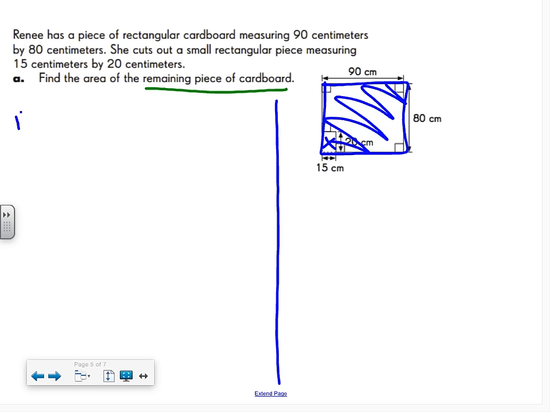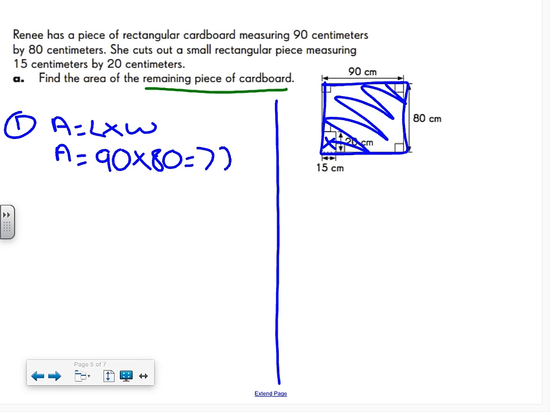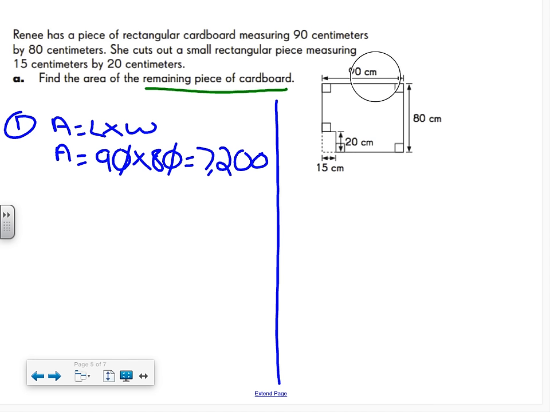So step one, area equals length times width: 90 times 80. If I know 9 times 8 is 72, I add two zeros, 7,200. So the area of this whole entire thing is 7,200. Well, I want to get rid of this little rectangular piece, so I have to figure out the area of that. So this is the whole, and now I'm going to get rid of the part.